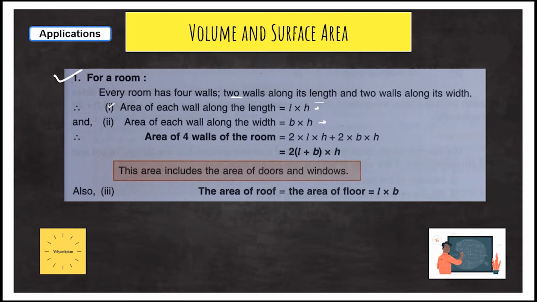Now area of 4 walls will be 2 into L into H plus 2 into B into H. Here it is given because 4 walls are there, 2 for the length and 2 for the width. That's why 2 for the length is here and 2 for the width is here, and ultimately it is in plus. So area of 4 walls of the room is 2 into L plus B into H. This formula is very important. This area includes the area of doors and windows. It is a very important thing because we are considering the area of the complete room. That's why it is including the area of doors and windows.